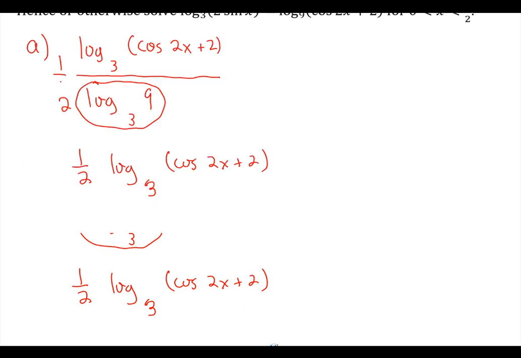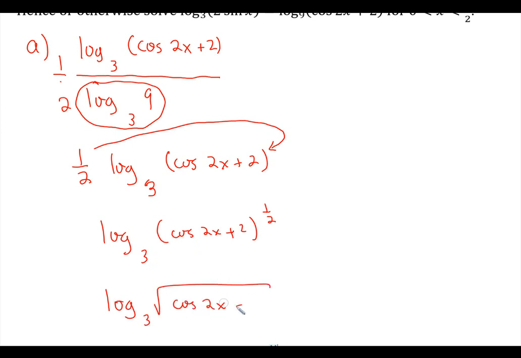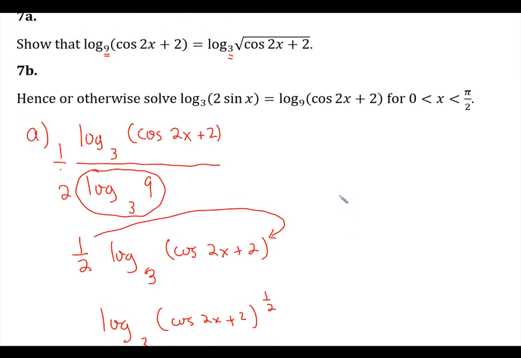Now, using our logarithm properties, we know if we have a coefficient in front of the log, we can take this and move it to the back here, and it becomes the exponent. So we have log base 3 of cosine 2x plus 2 to the 1/2 power, and we know something to the 1/2 power is really just a square root. So the square root of cosine 2x plus 2, right? And that's, I believe, what we were trying to show up here. All right, so that's part A.